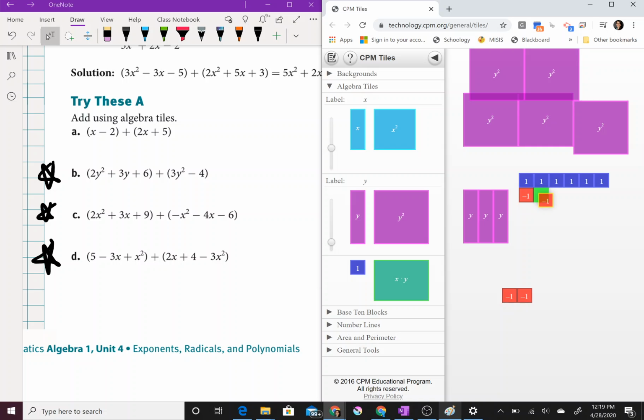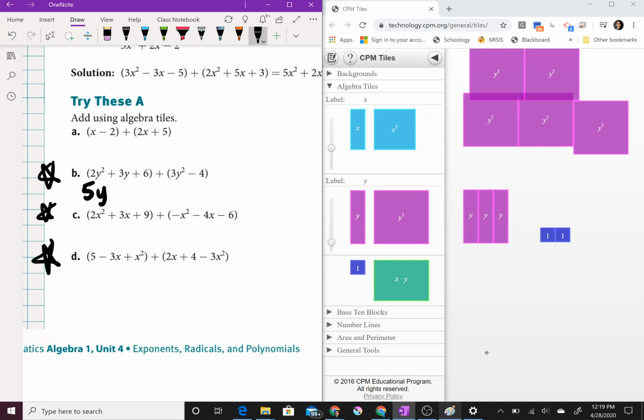So that's going to make 0. That would make 0, and this pair would make 0. So all I really have left is this positive 2 tiles here. This one would be canceled out, it would make 0. So what I have left over here is 5y squared plus 3y plus 2.